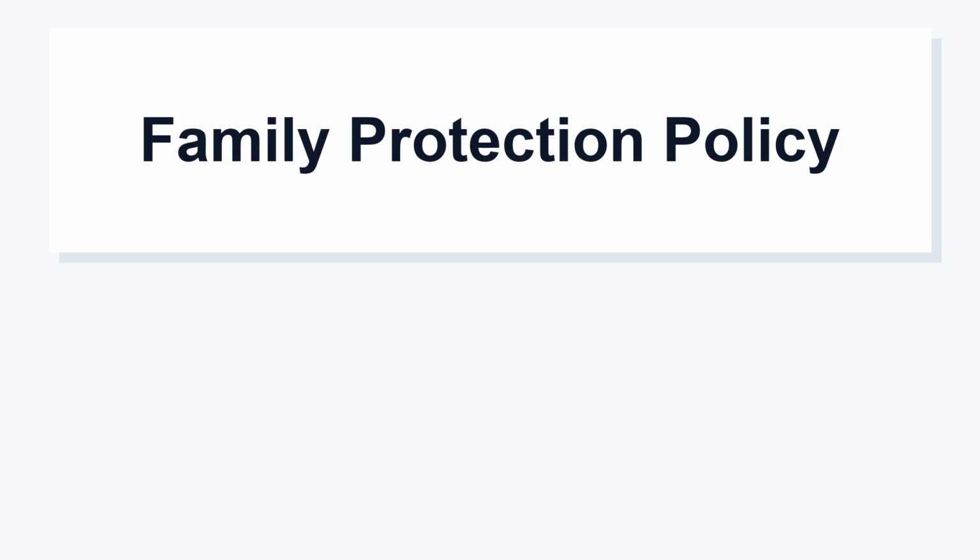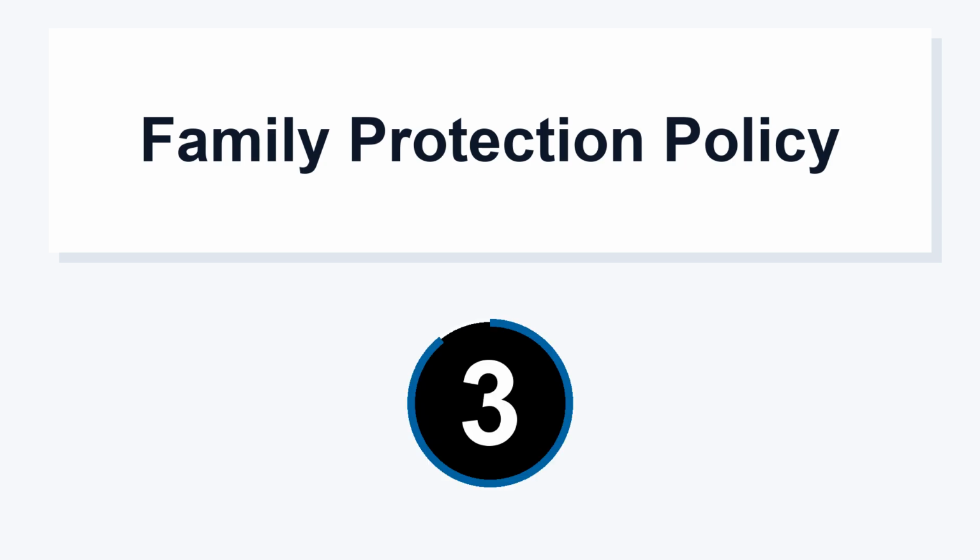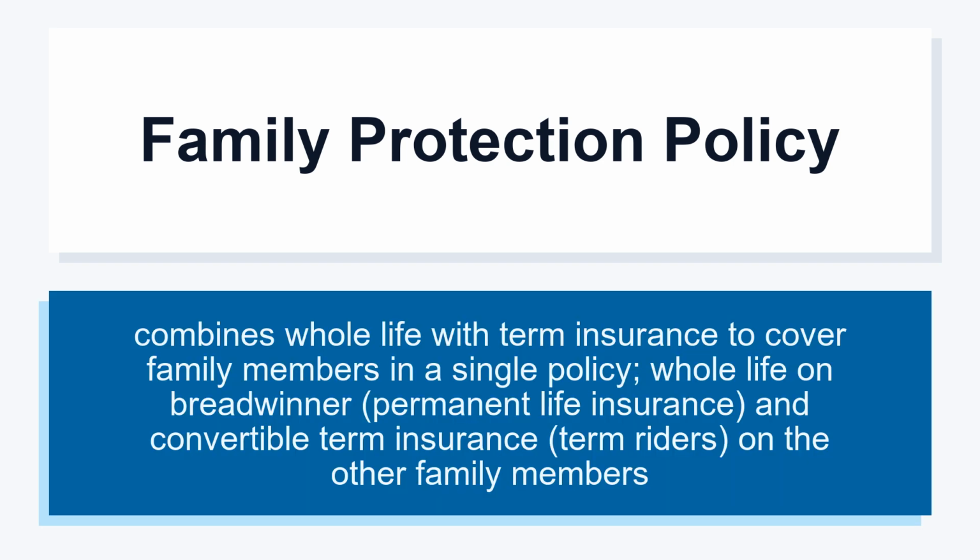Family protection policy. Combines whole life with term insurance to cover family members in a single policy. Whole life on the breadwinner, permanent life insurance, and convertible term insurance, term riders, on the other family members.